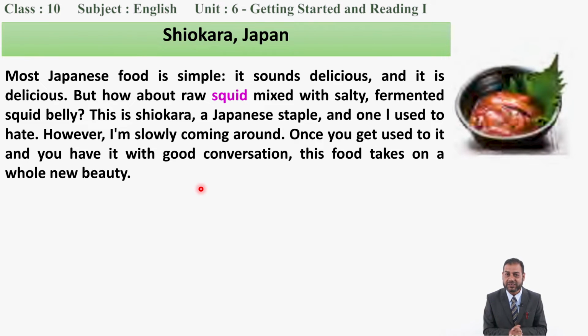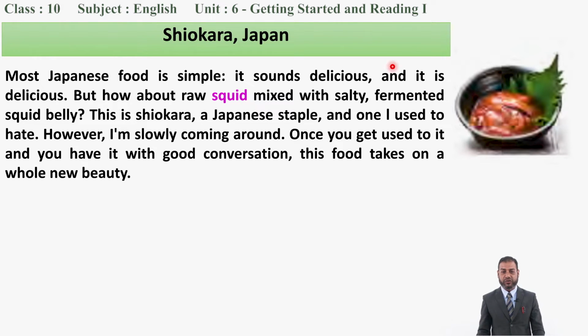So, can you tell what type of food is this? Oh, it is difficult for you. It is a Japanese food item, and the main ingredient, the main thing that we need to make siokara is, can you tell me? Oh yes, you are right. That is raw squid. Now, do you know what raw squid is? You can see the picture here. Don't worry, later I will show you the picture of squid.